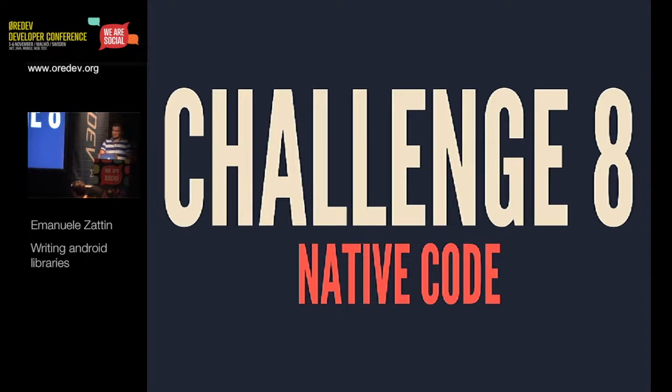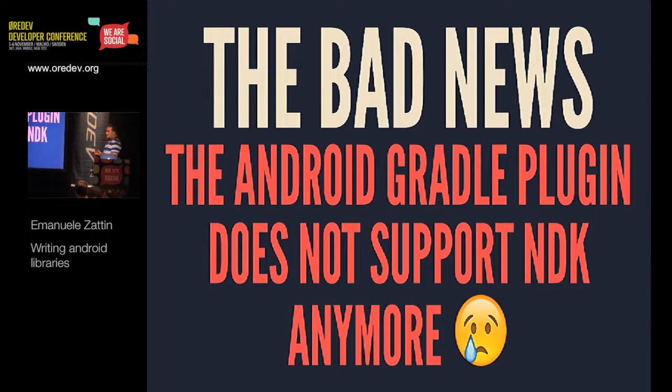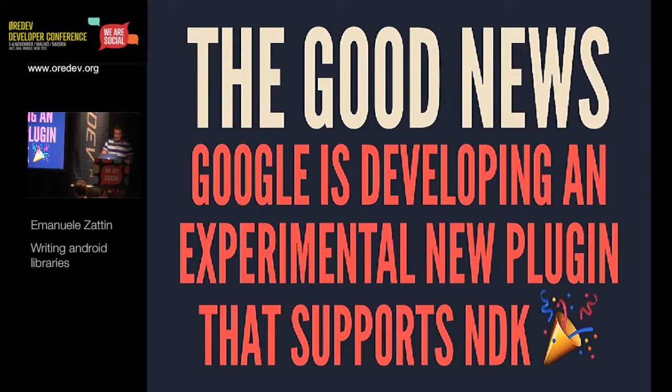And then there's native code. Sometimes you need it, and when you do, well, sometimes you're in trouble. The bad news is that the actual Android plugin right now doesn't allow you to use NDK. It actually does allow you, but it comes up with a big warning saying, hey, this is not supported, and we're working on it, and so not really working real good. But it is true. They are working on it. There's an experimental plugin for it, and it seems to be working pretty good.